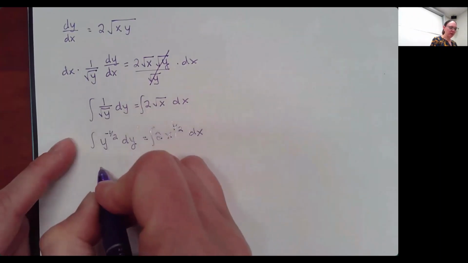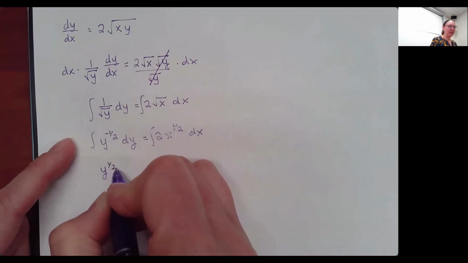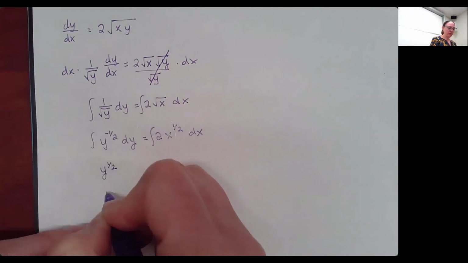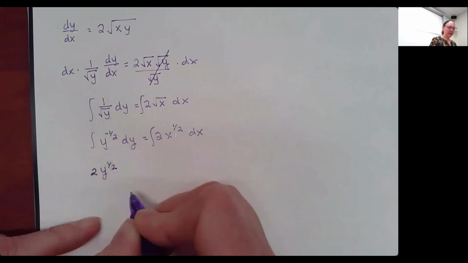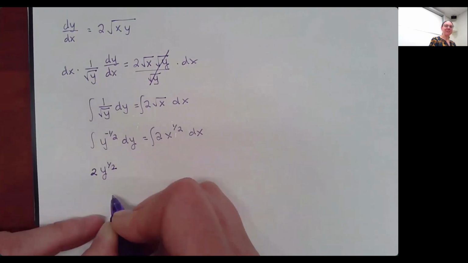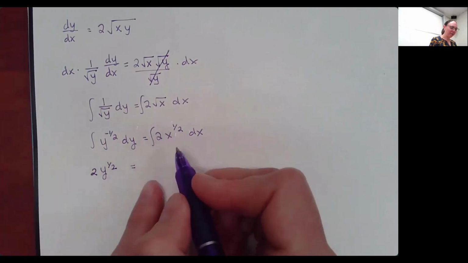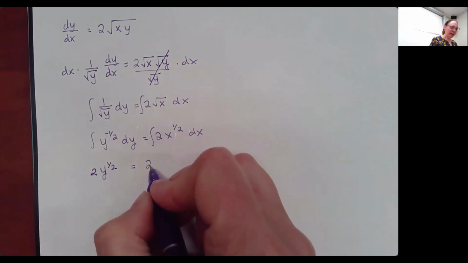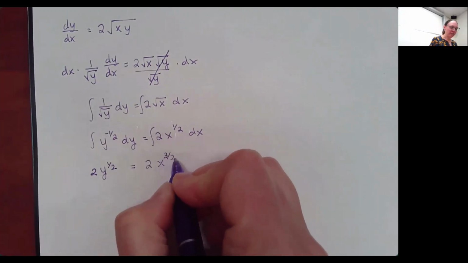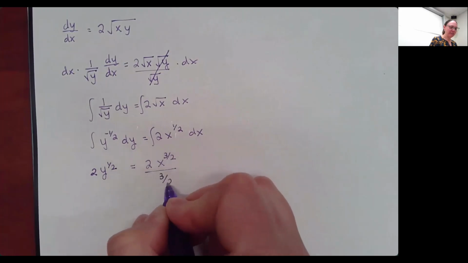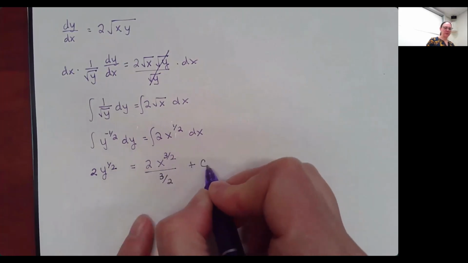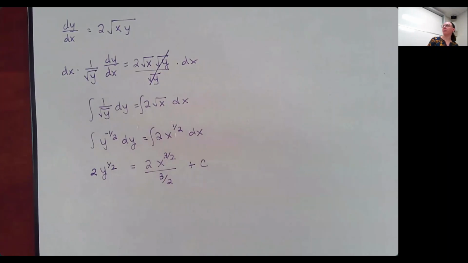Adding 1 to the exponent, I've got y to the 1/2. Dividing by 1/2 is the same as multiplying by 2. And over here, I would have 2x to the 3/2 divided by 3/2. And it doesn't really matter which side I put the plus c, but I'll go ahead and put it over there.